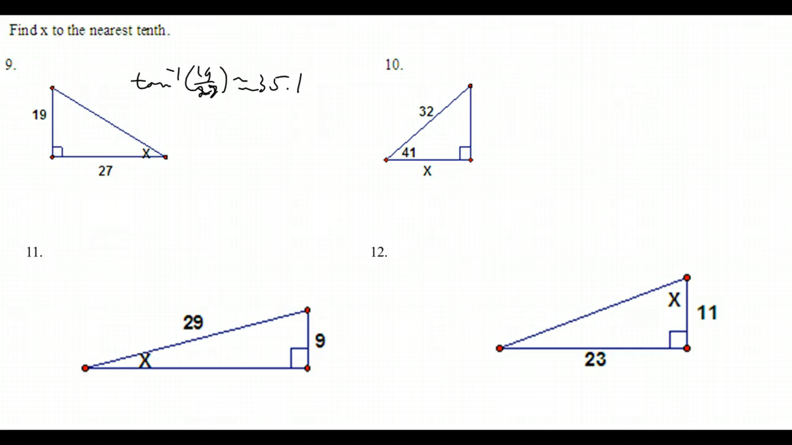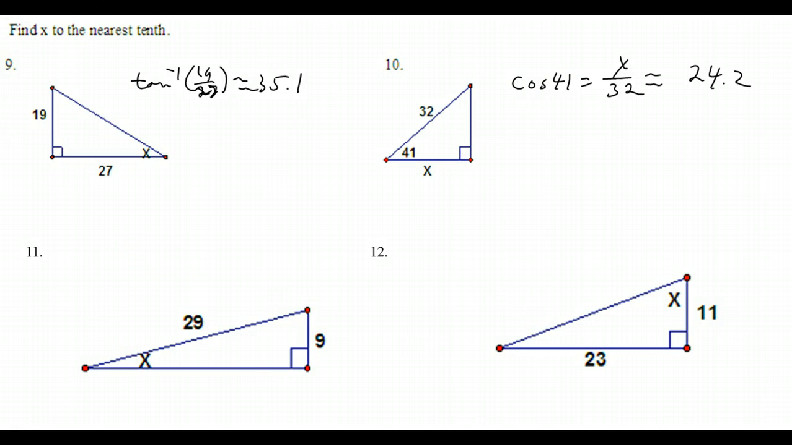In this one, I'm looking for a side, so I'm going to use cosine of 41 since I am looking for the adjacent, and I know the hypotenuse, and so that is approximately equal to 24.2.